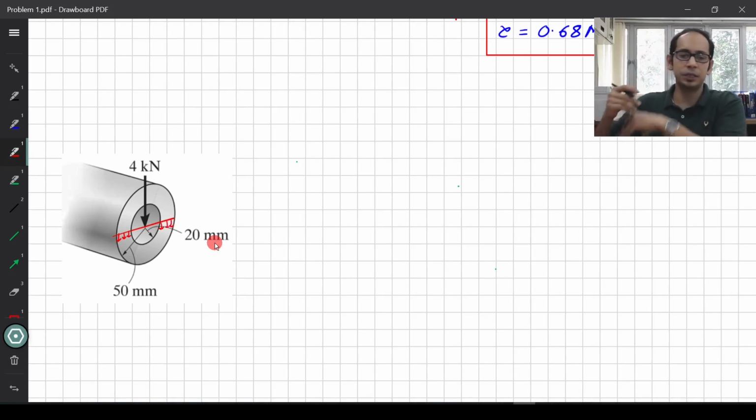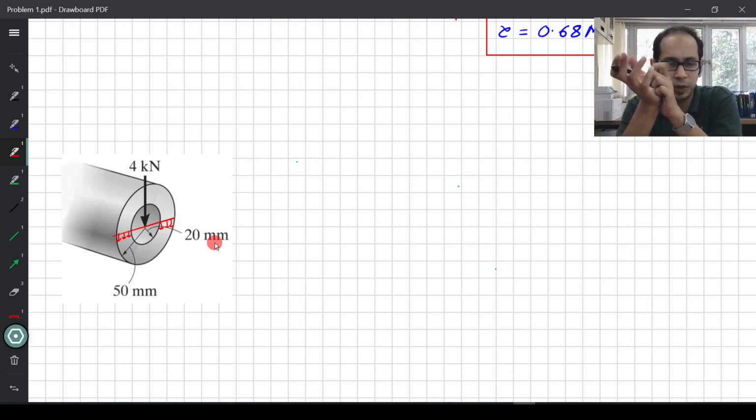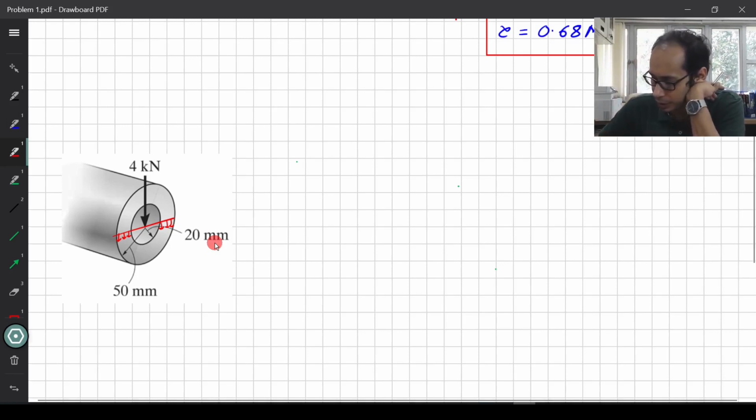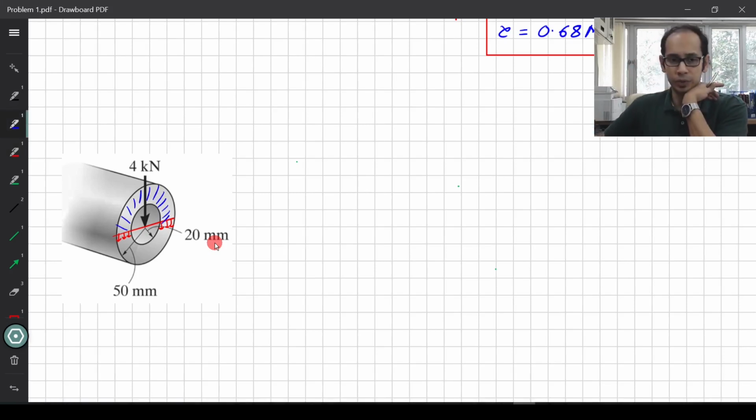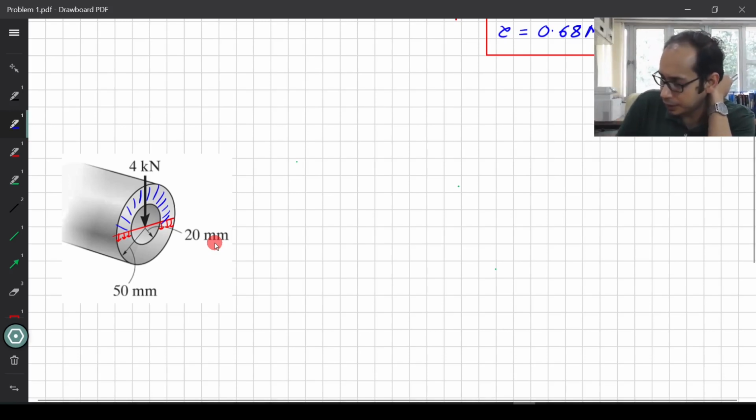Your formula still stays the same, VQ by It. The only things that change are that your Q is going to change, because now you have to consider just this area over here. Your I is going to change, your t is going to change, and so on. Please try to calculate this problem. I've calculated this one, but please work it out on your own. You will get 1.09 MPa.